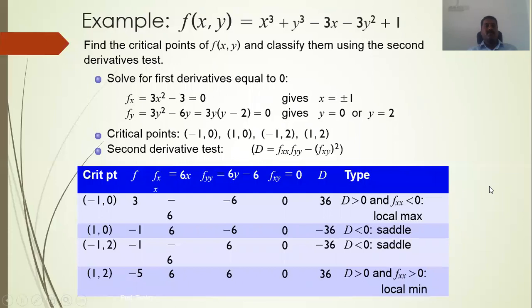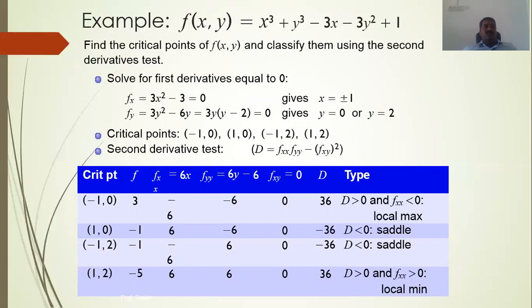Take another example. f(x,y) equal to x cubed plus y cubed minus 3x minus 3y squared plus 1. Calculate the gradient. What is fx? fx equal to 3x squared minus 3. Right? What is fy? fy is 3y squared minus 6y. Right. fx equal to 0 implies 3x squared minus 3 equal to 0, which implies x squared equal to 1, which implies x equal to plus or minus 1.